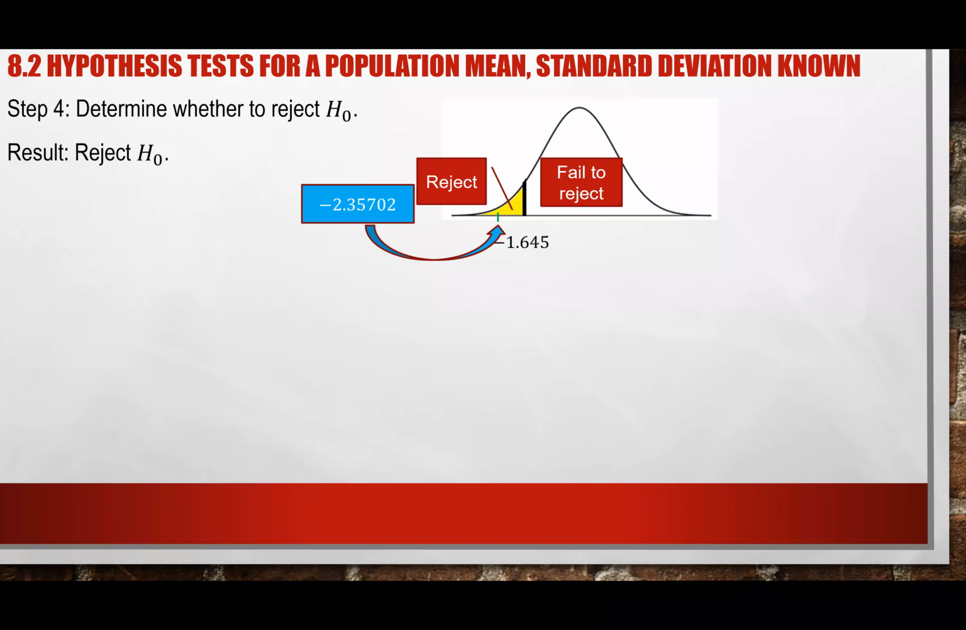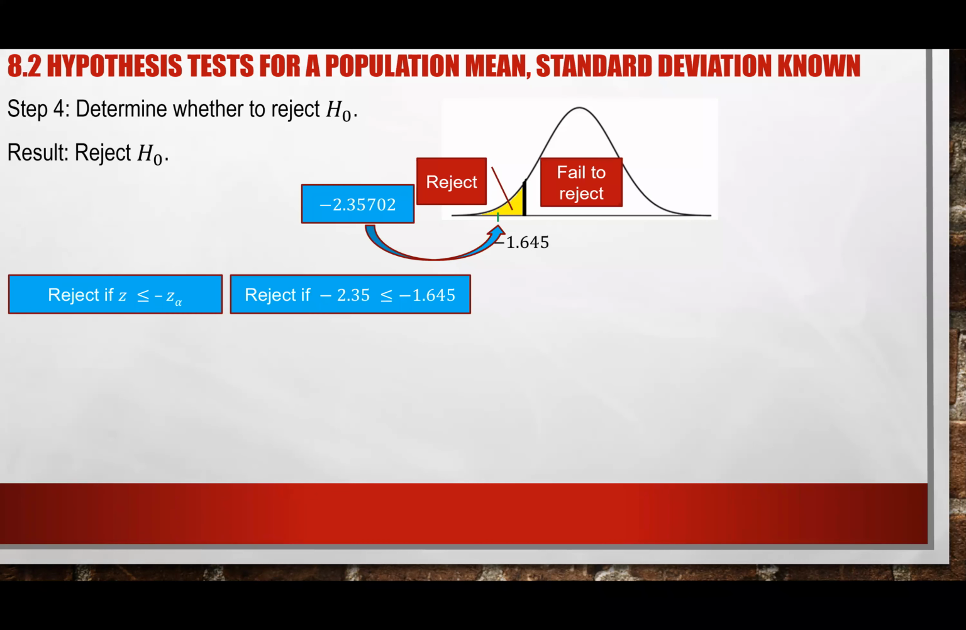And if you want to look at the other approach, the one that I told you guys to disregard, it is if the Z is less than the critical value. If it's less than or equal to the critical value, then we reject. So in this case, this is true: negative 2.35 is less than negative 1.6. Because it's true, we reject, which follows the same result regardless of what you do. And again, step 5 comes from the result of the 4th step.